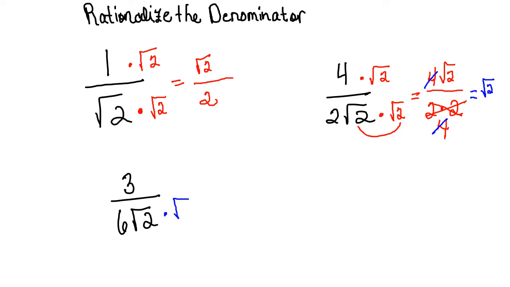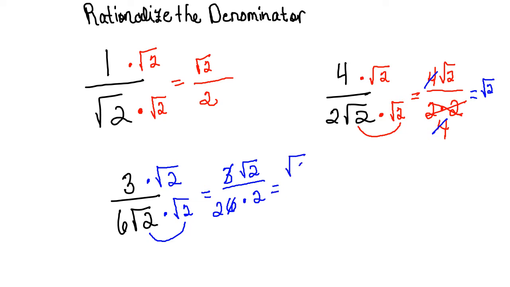Moving along. Going to do the same thing here. We got a 3 square root 2 and a 6 times the radical, which is times 2. Let's see, the 3 can go into the 6 2 times, and that's just fraction reduction. And those are our answers.